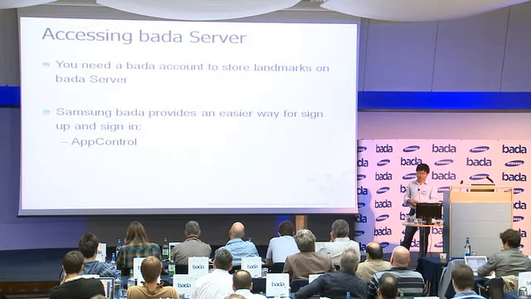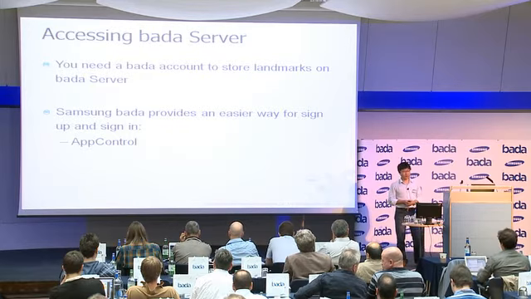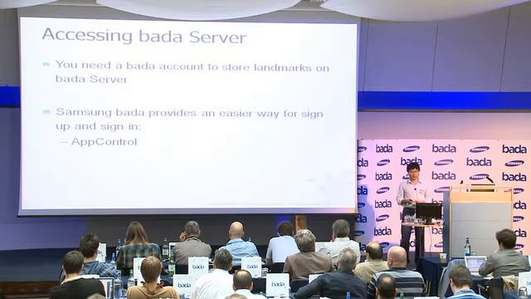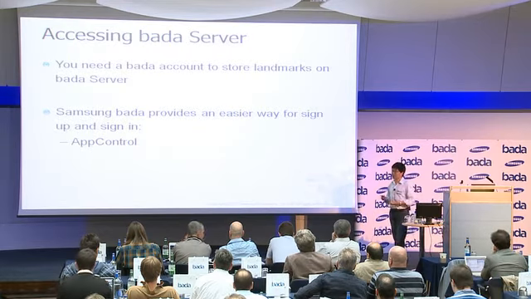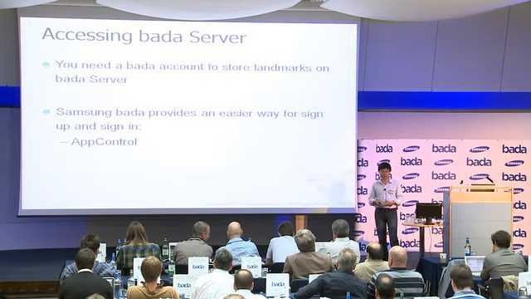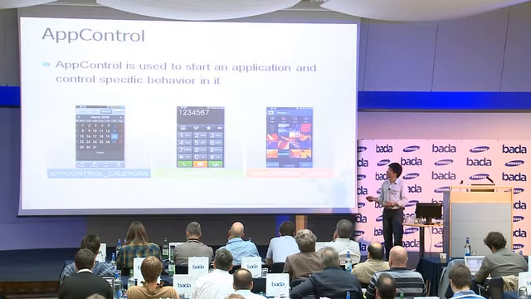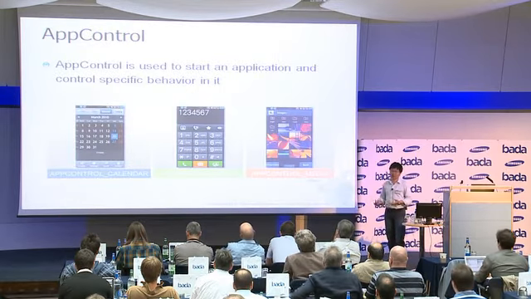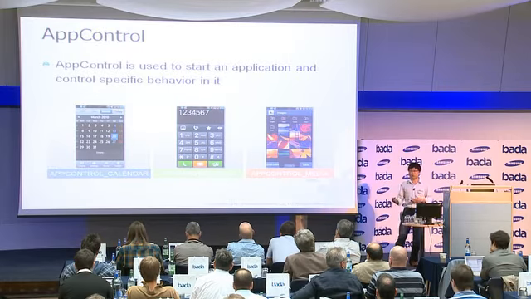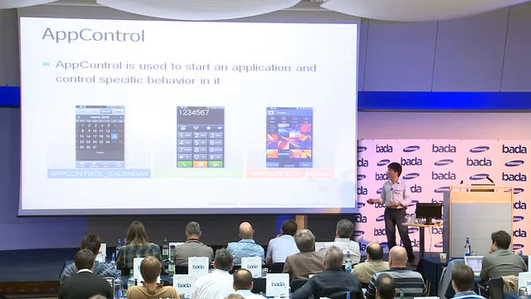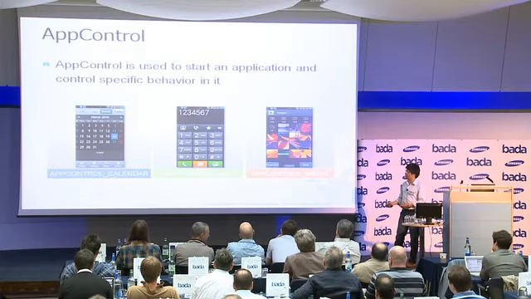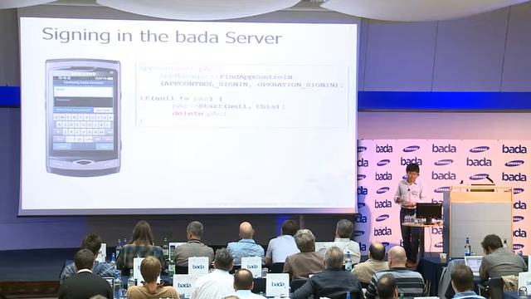So before you access the bada server, you need to have a valid bada account. And then you have to use the app control called sign-in app control to log in to the bada account. Then it will allow you to access the bada server. So that's the first step you always need for your application development. And for your information, the app control is a mechanism, as you heard in the morning, to call the native apps in bada. So the sign-in control is one of them. There are also some other types, like calendar and dialer, and also the media browser.